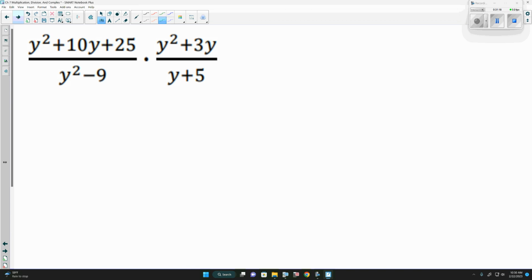This here is the last one with multiplication we'll look at. And then we're going to move on to division. Now again, the first step with multiplying is we need to factor these. Factor them as far as they can go.